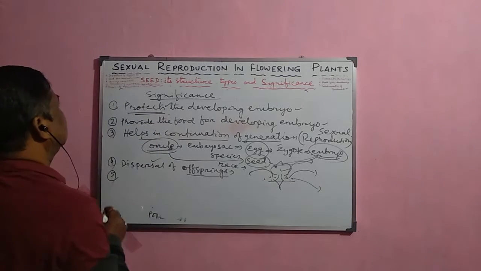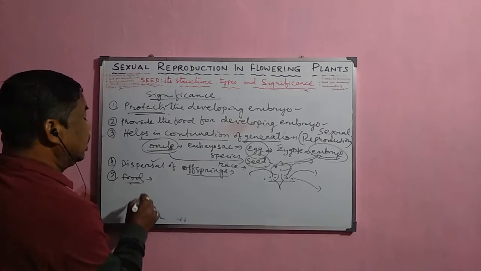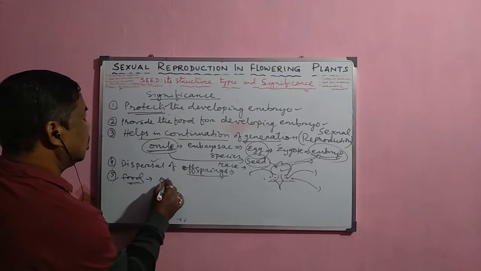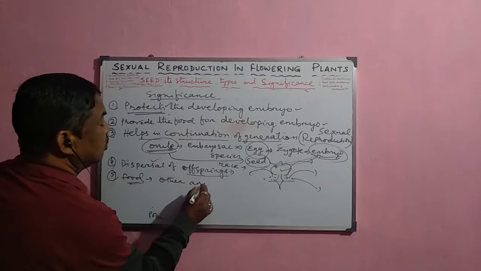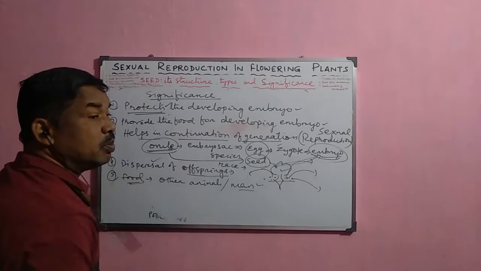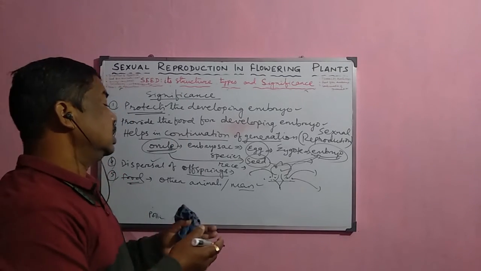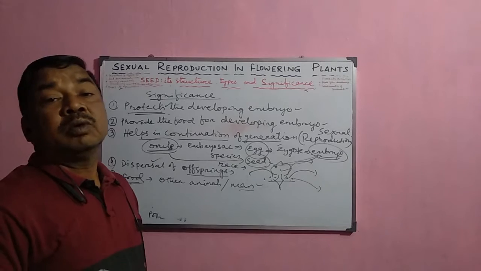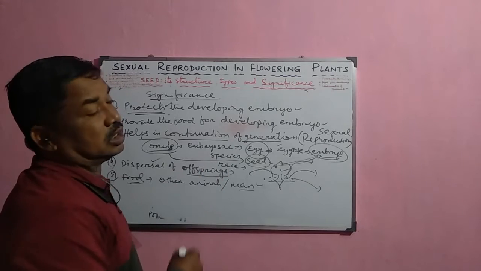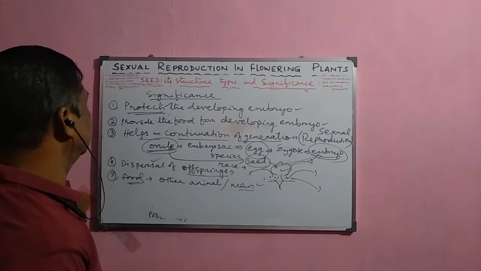Now the next one, that is the food. Normally, they not only supply the food for the developing embryo, but there are so many other animals, including human beings, that depend upon the seeds of the angiospermic plant for their food. For example, we are taking the staple foods like wheat or rice or maize or the pulses. So we are getting all these things from the seeds of the different angiospermic plants.